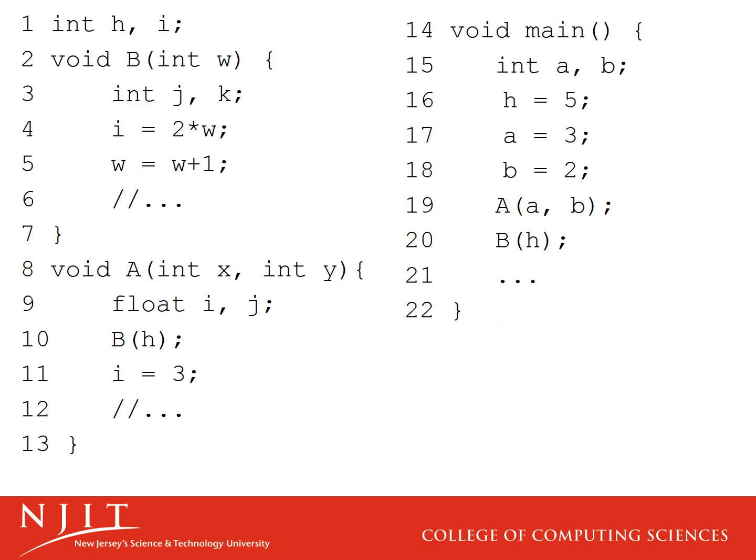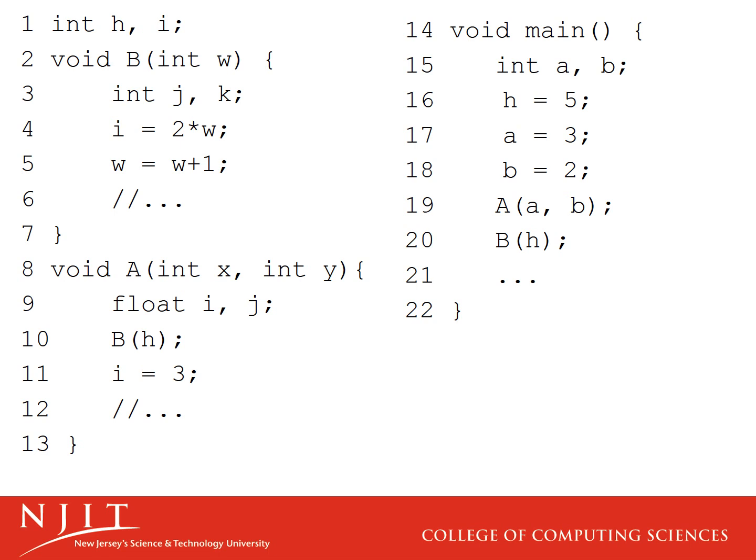So an example here should help illustrate this. I have a simple little program here. You'll see I have two variables named h and i declared on line 1. I have a function declared on line 2, a function declared on line 8, and a function declared on line 14. So there's a global scope at which the names h, i, b, a, and main are known.